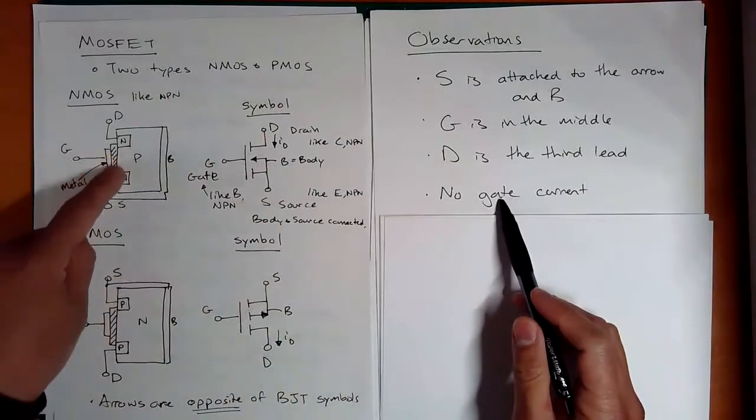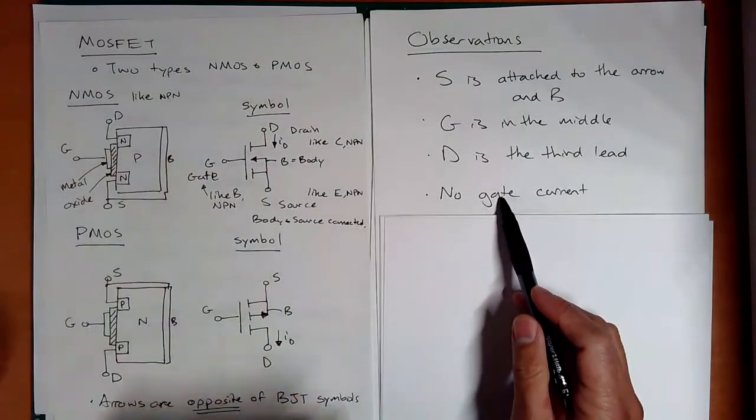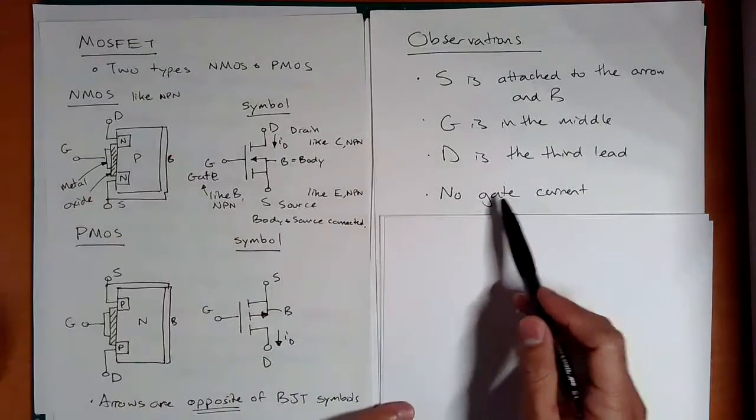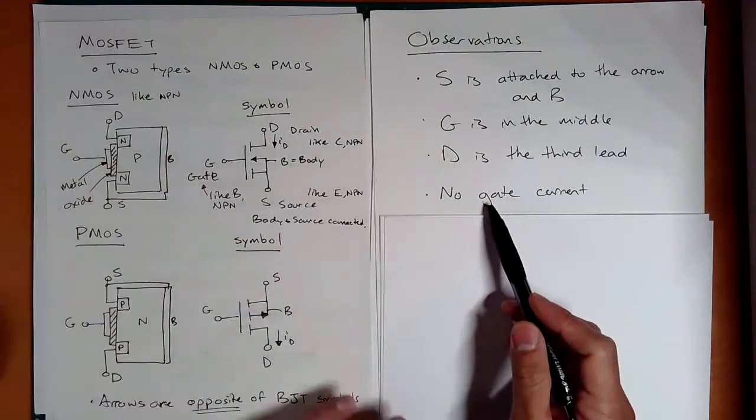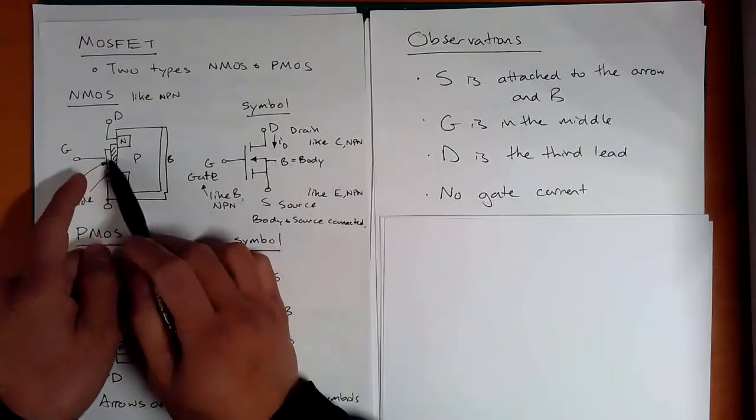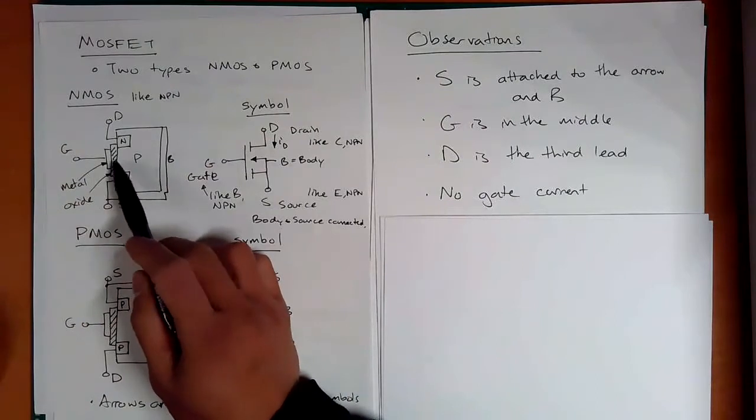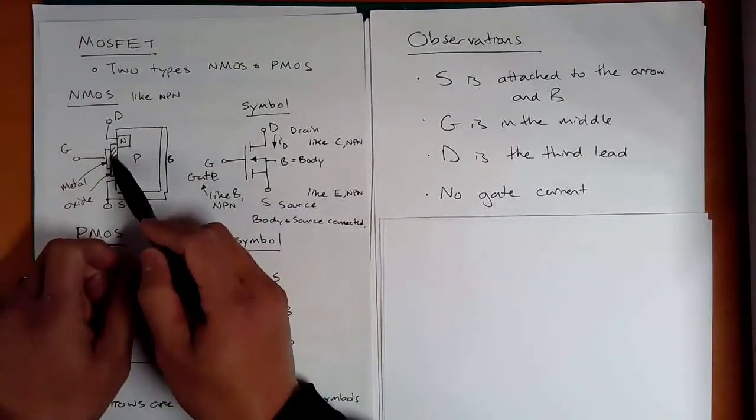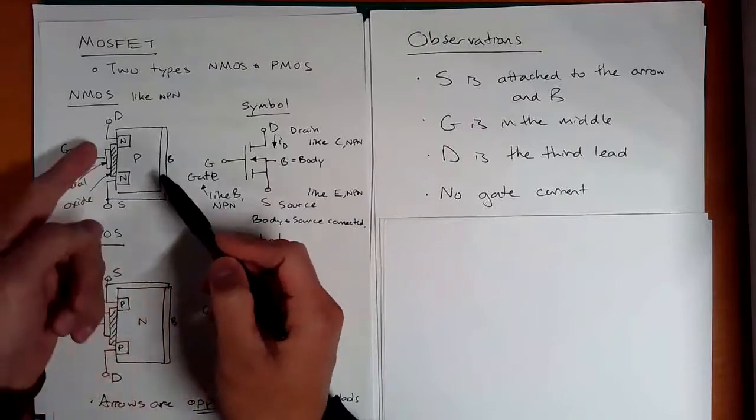No gate current because you have this oxide layer, but you do have a base current when you have a BJT. But here, voltage controlled, no gate current. But I hope you can see that this is why you have that capacitance issue, right? Because essentially you have an insulator, and if you have charge, you can have charge buildup.